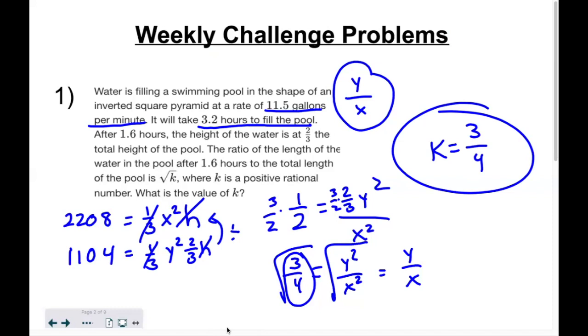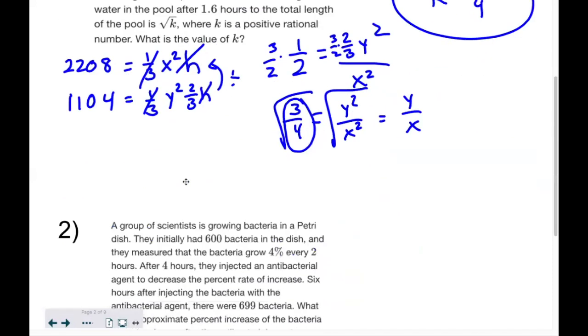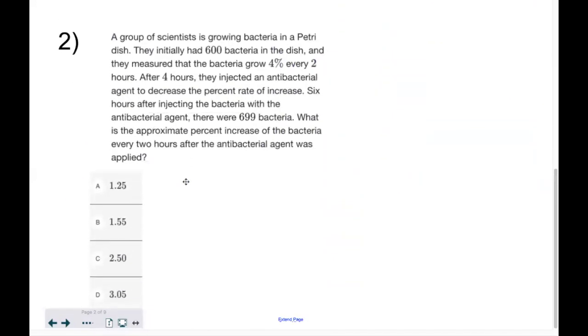That's a really hard problem. But again, if we're looking for the ratio of one thing to another, then we're just going to manipulate the equations to get that. You could pick your own values in this problem and you'll still land at 3/4, but I just felt like this was the quickest way. All right, now on to number two.